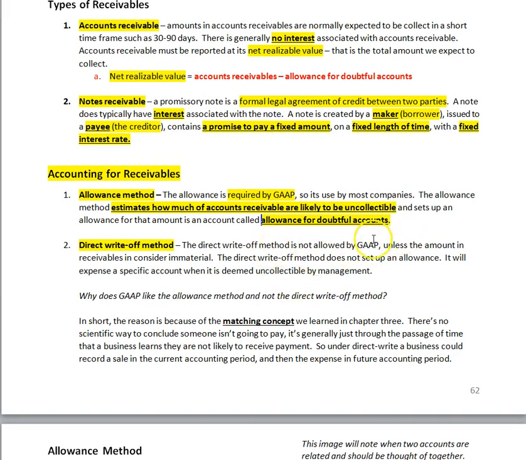The direct write-off is not allowed under GAAP. But it's okay to do if your balances are immaterial. Immaterial means they're not big enough to make a difference in someone's decision. Direct write-off we're going to see is the easier approach. It does not set up an allowance, therefore it doesn't have ways to set up the allowance. The only thing it does is it's going to expense a specific account when management deems it to be uncollectible. That's the only thing it's going to do. It's not going to do all the setting up an estimate and different ways to do it that we're going to see on the allowance method.